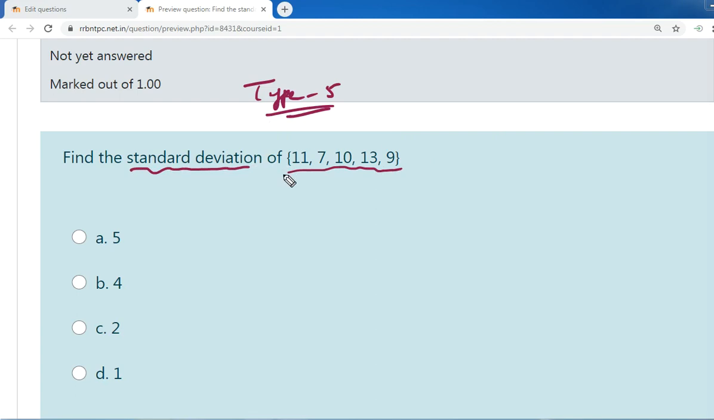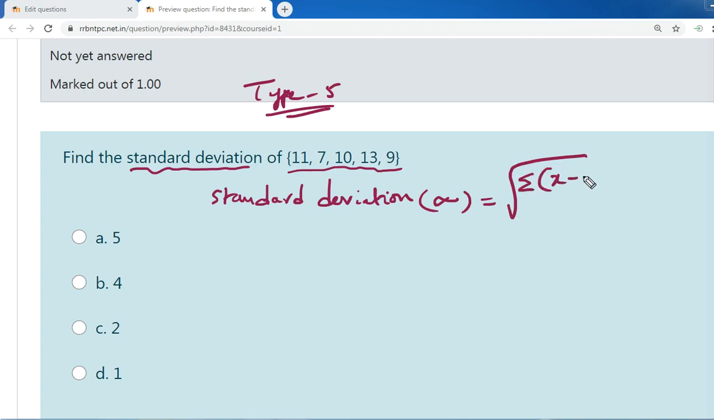So for that purpose, we need to know the formula for the standard deviation. Standard deviation: sigma is equal to square root of capital sigma of (x minus m) whole square, divided by n. This is the formula for finding out the standard deviation. Here m represents the mean.